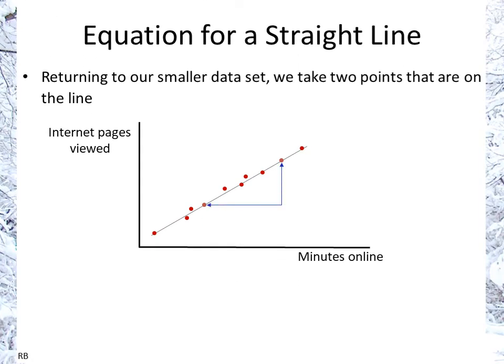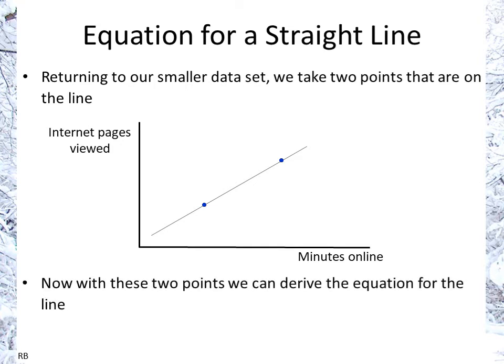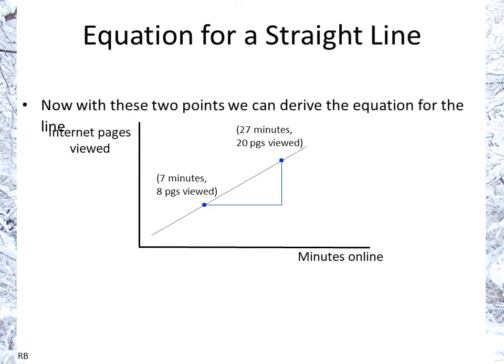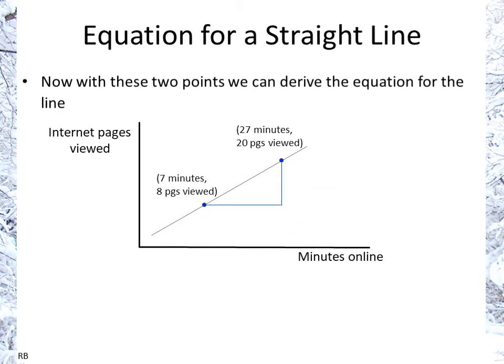Now to come back to our smaller data set, we just take 2 points on the line, as we did here. Once we have these points, we can derive an equation for the line using those 2 points. Here we have those 2 points, again with the x and y values. One of them is 27 and 20, and the second one is 7 and 8 for the x and y values.